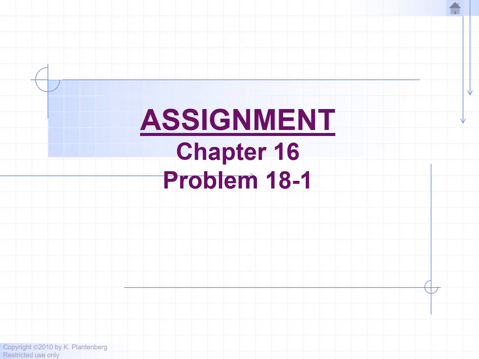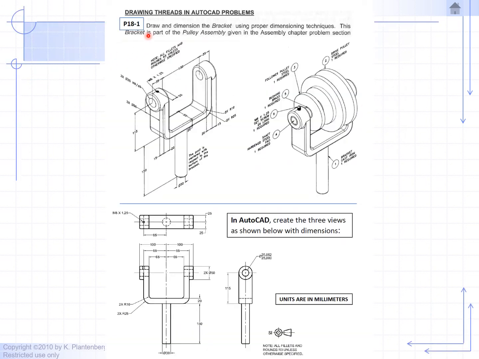All right, for your assignment, even though this is chapter 16, threads using AutoCAD, we're going to do a problem from the back of chapter 18. So we'll be going over problem 18-1 for your assignment. Next slide. So problem 18-1: draw and dimension the bracket using proper dimensioning techniques. This bracket is part of the pulley assembly given in the assembly chapter problem section.